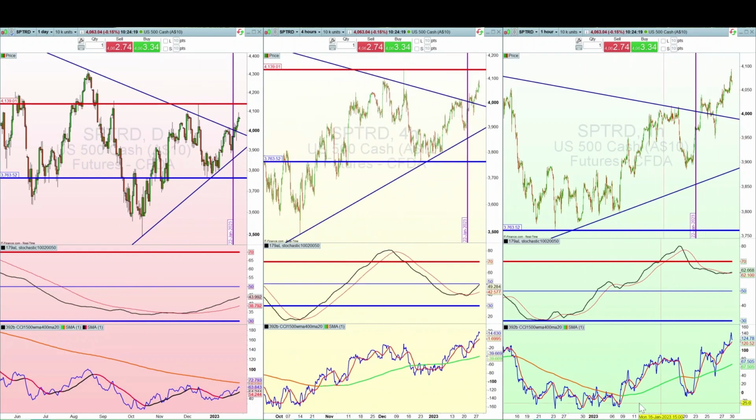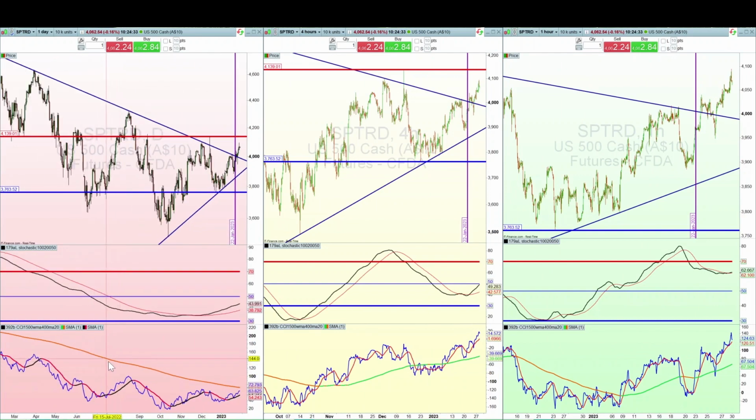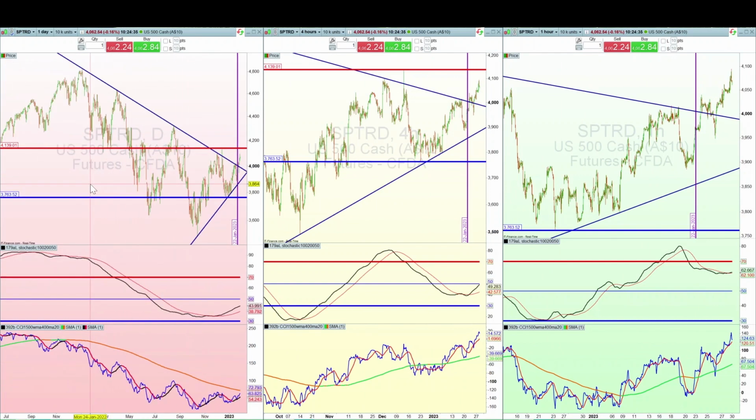So in this case, for example, when the 4 hourly turns long on the CCI, then you should take the long trades on the hourly. But overall, I still suggest going primarily with the daily trend, and at the moment it's still in a short environment. So if you zoom out on the daily, you can see it's still a pretty strong shorting environment on that one there.